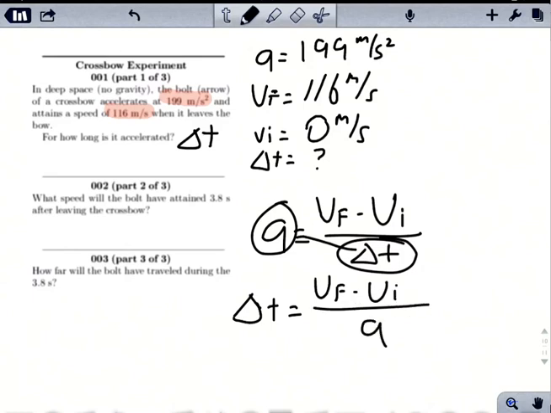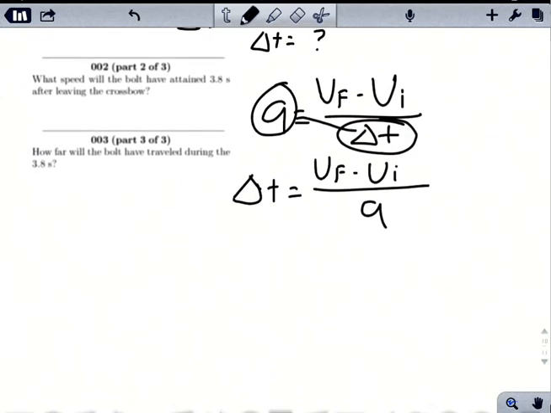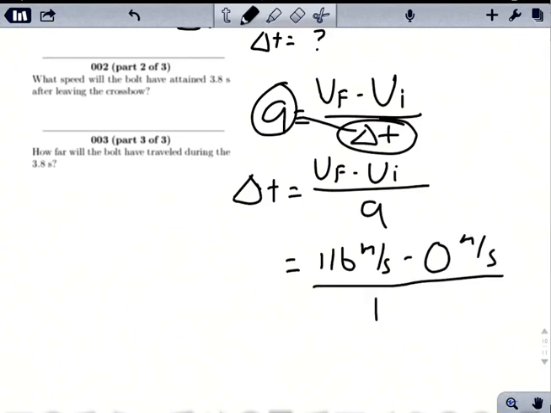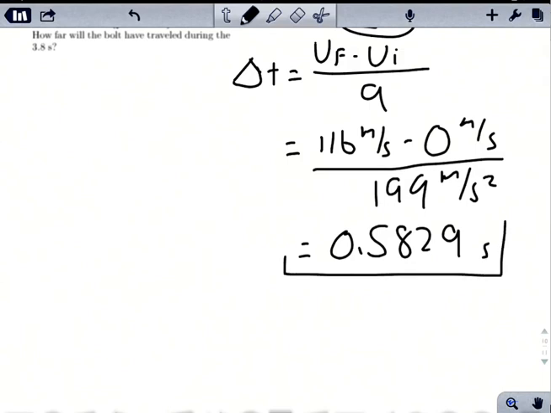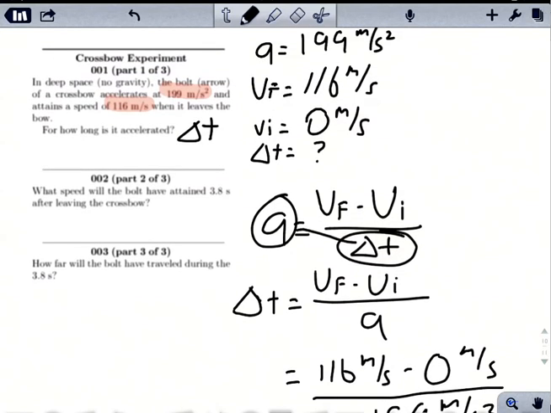All we have to do from here is plug all of our variables in. So we get our final velocity is going to be 116 meters per second minus our 0 meters per second of our initial velocity all over our acceleration of 199 meters per second squared. Plug this into the calculator and we should get an answer of right around 0.5829, and since we're solving for time, we know that this unit will be seconds. Okay, that's the first question that we have in the set of 3 questions up there.